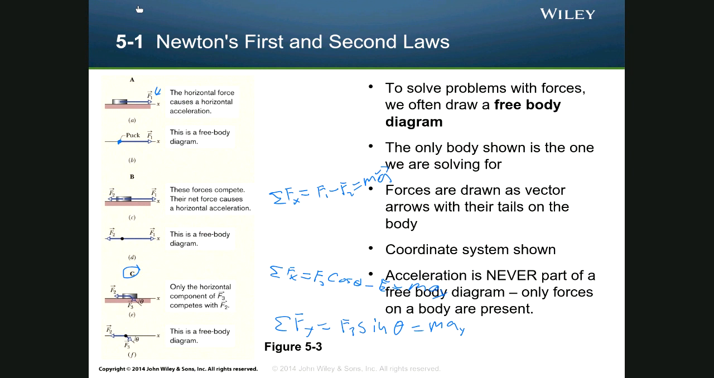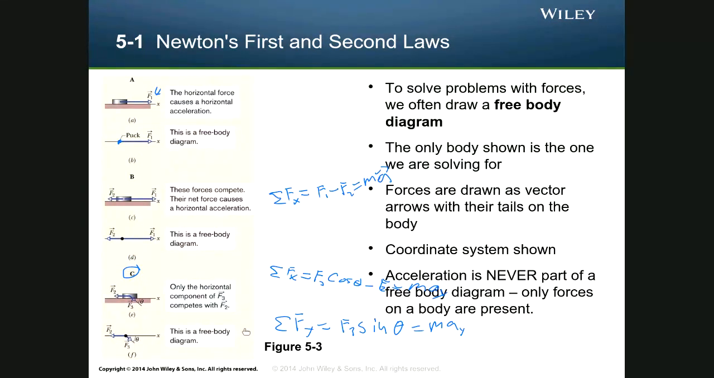is again so you can write it clearly yourself. That's the sum of the forces in the x direction equals F3 cosine theta. That's just the x component of this force of F3, right? And then that's going to be minus F2, and that's going to equal MAX. And then we're going to have here Fy equals F3 sine theta minus just this component equals MAY. All right, and that's it.